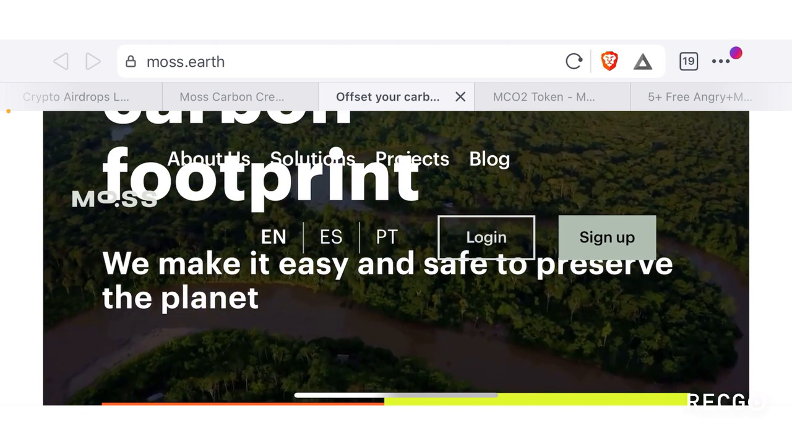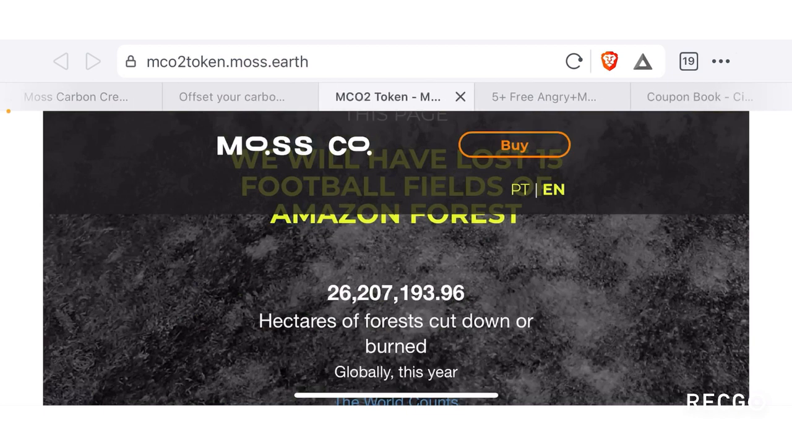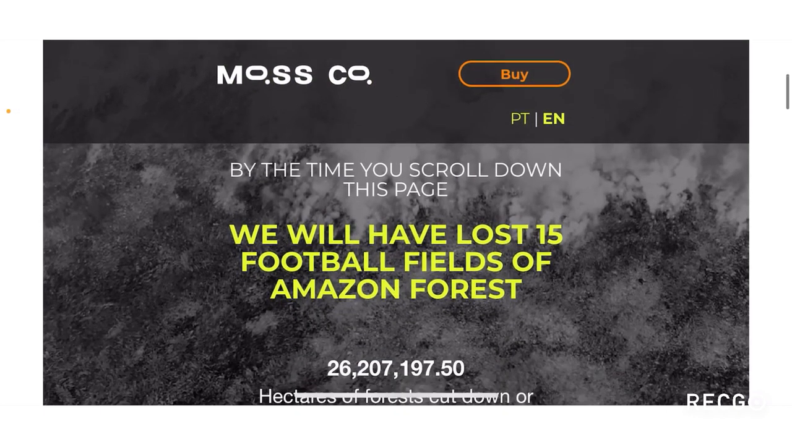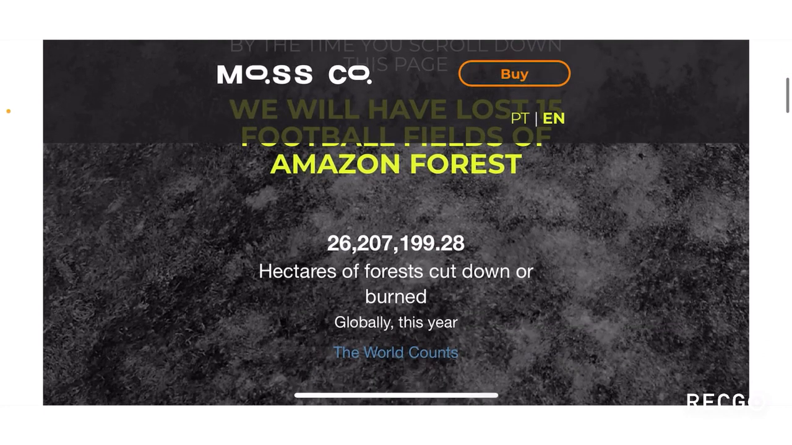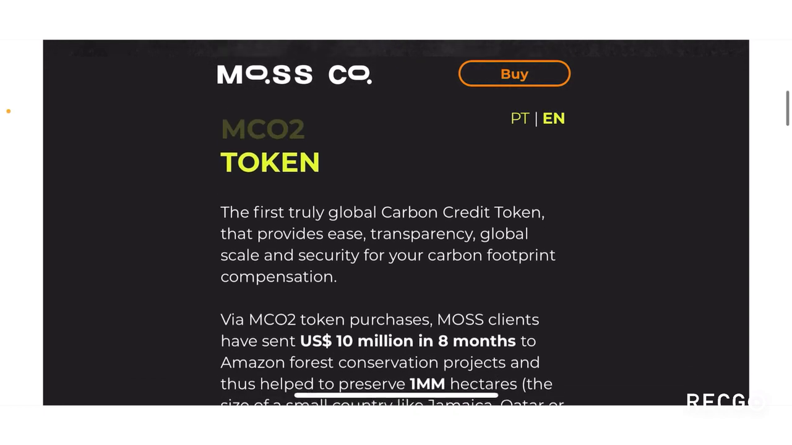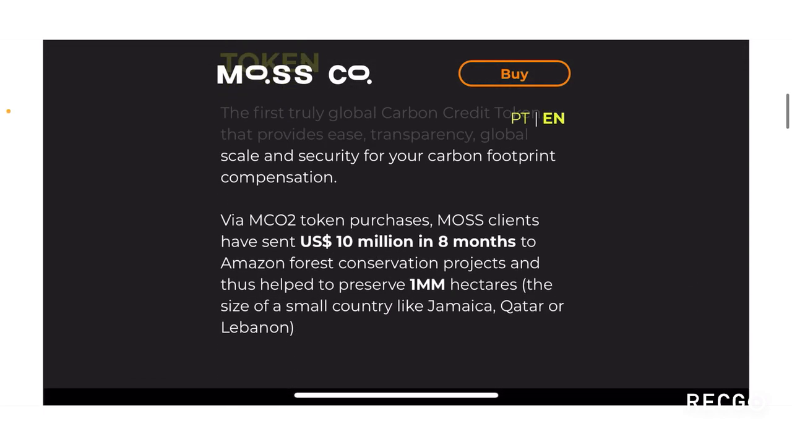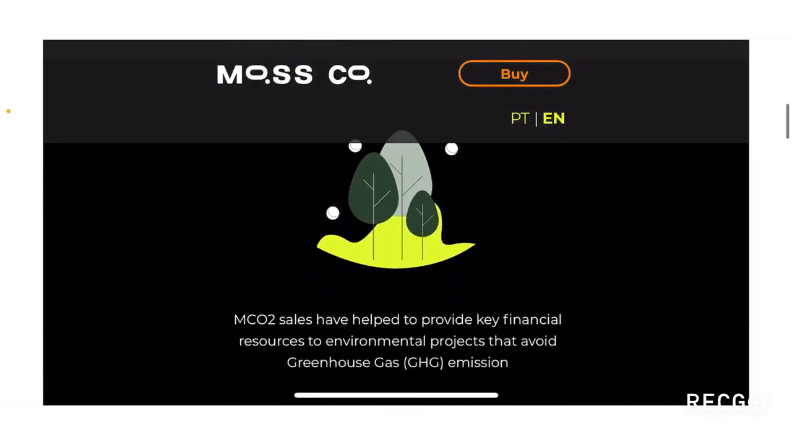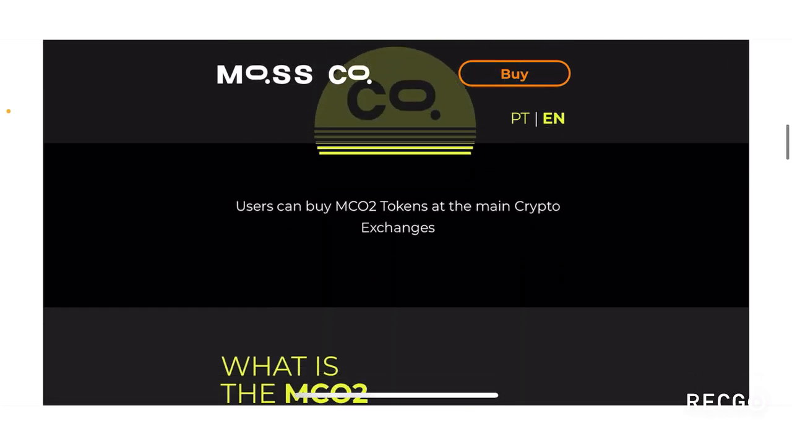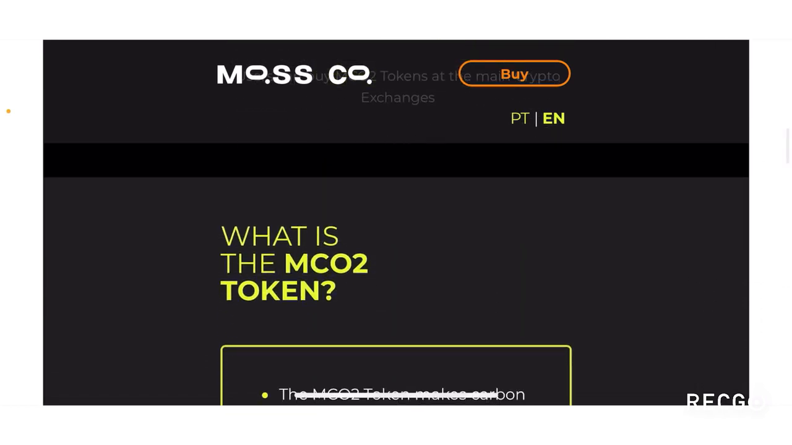So let's look at their second website, which is the MCO2 token at moss.earth. This is basically a different website of their platform, and they talk more about the MCO2 token and how it helps. You can read more about that here, and here is some of the information that they present about how their project is changing the world. What is the MCO2 token?